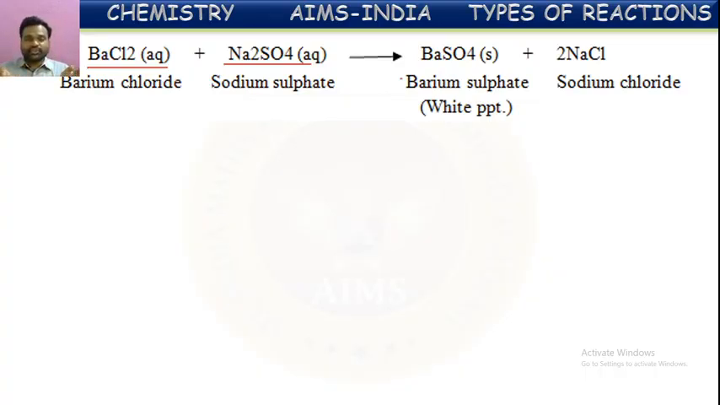So when these two solutions mix into one another, the sulfate ion will come and combine with barium, and the chloride ion will come and combine with sodium, and hence they form barium sulfate and sodium chloride, two new compounds. So what happened here? Mutual exchange of ions happened, and hence two new compounds are formed. So this is a double displacement reaction or double decomposition reaction.